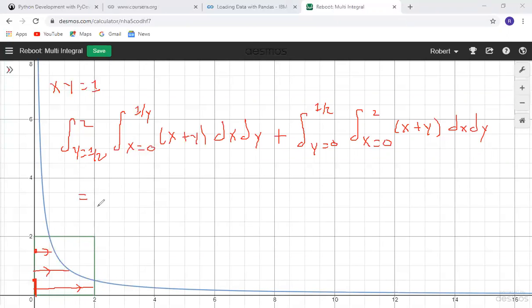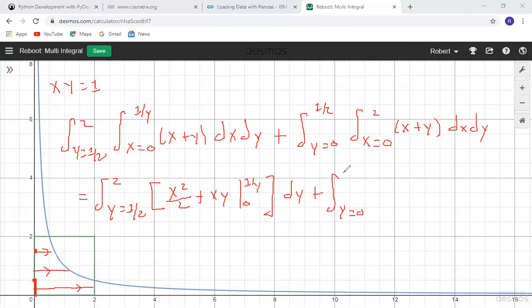Now for this integral, this is the integral y equals 1/2 to 2. The antiderivative of x plus y is x squared over 2 plus xy, and we're going from 0 to 1 over y, plus the integral from y equals 0 to 1/2. And now, again, the antiderivative is x squared over 2 plus xy, and over here we're going from 0 to 2.